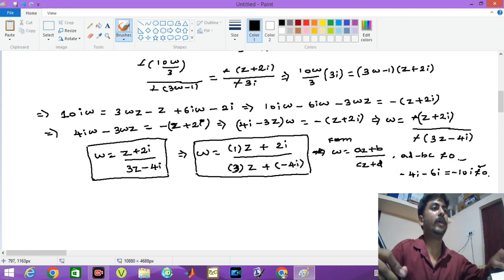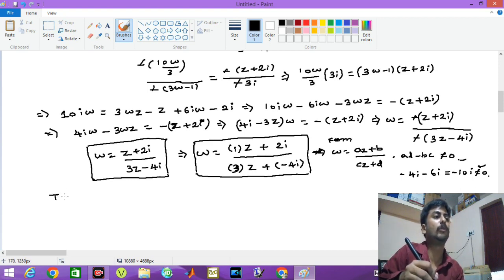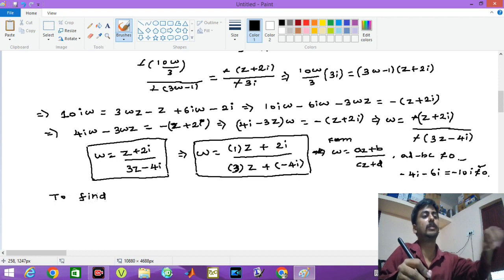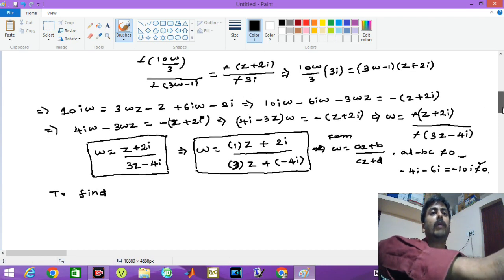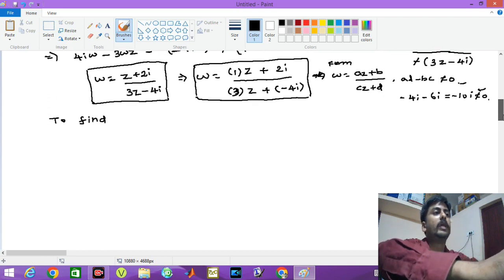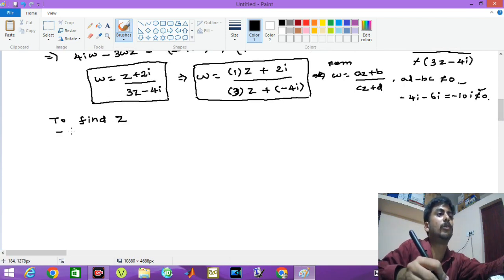Now we want to find the image of modulus of z less than 1. To find the image of modulus of z less than 1, we have to find what z is first. So how to find z?